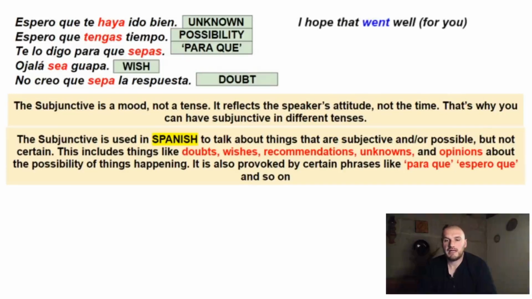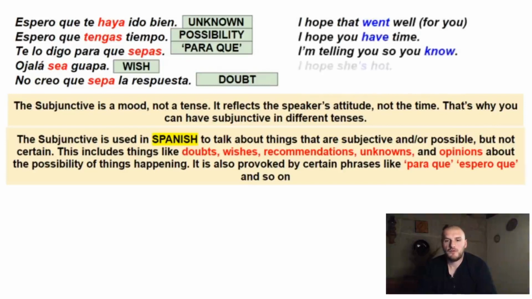So in English, you would say, I hope that went well for you. I hope you have time. I'm telling you so you know. I hope she's hot. And I don't think that's the answer. These are all the direct translations of these verbs.